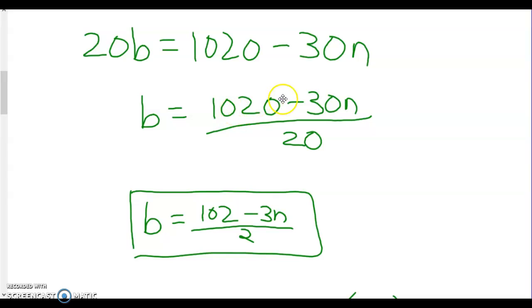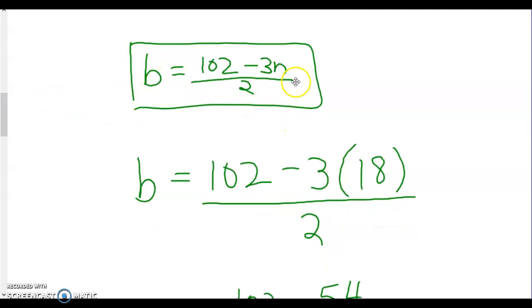Now here, I divided the entire numerator by 20. I didn't take each piece separately. But notice that I can actually divide all 3 of these numbers by 10. So I must do that. I have to simplify my work. Okay? So we end up with b equals 102 minus 3n, all divided by 2. And again, I could have taken each one separately, and then this 102 would have been further simplified to 51. Okay, so there's my expression.